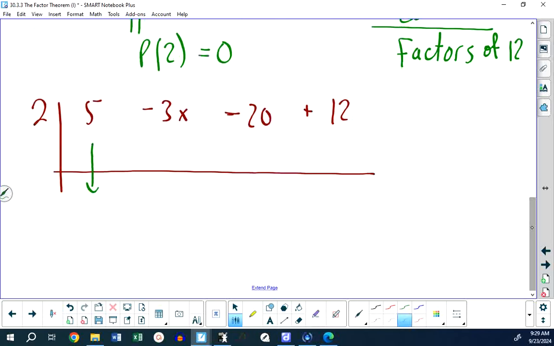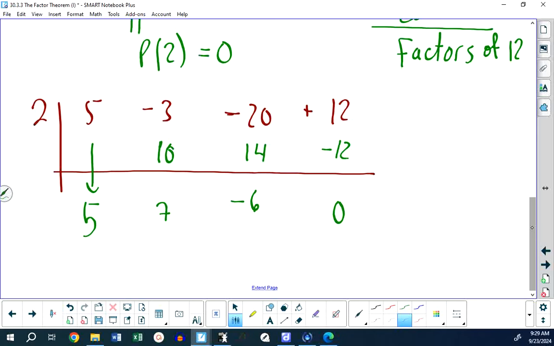So I bring down the 5 again. We'd better get 0 here, and we will. 2 times 5 is 10, and there's no need to write the x. I add the 10 and the negative 3 and get 7. 2 times 7 is 14. I add those two numbers and get negative 6. Times 2 is negative 12. And again, I'm happy with that outcome.